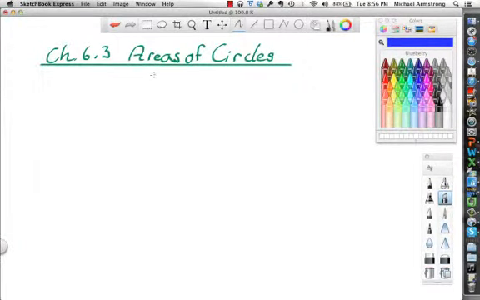Okay, this is chapter 6.3, Areas of Circles. Before we actually get started, I wanted to show you a little video of how we find the area of a circle. The area of a circle A is equal to pi r to the second power, or pi r squared. That's how we read that, and I want to show you how they found it.